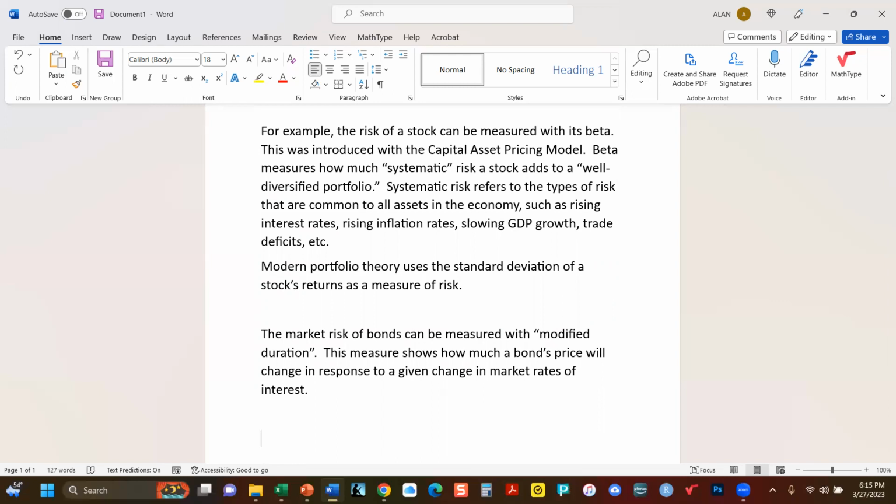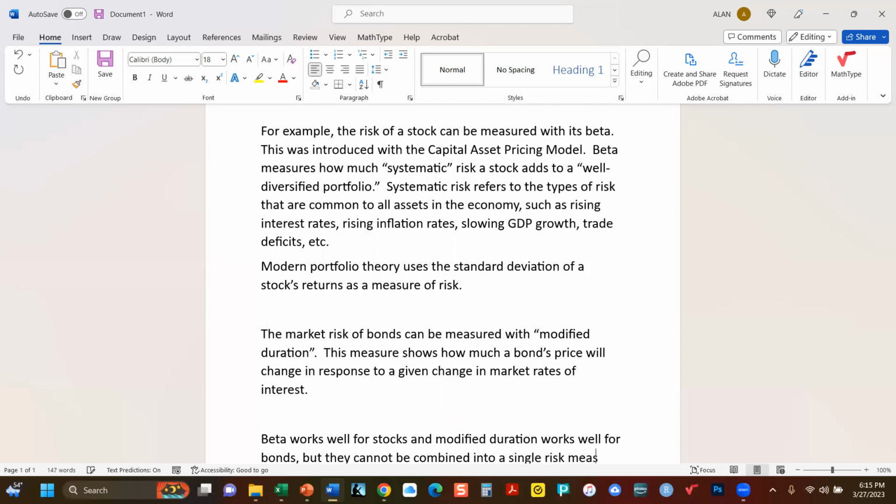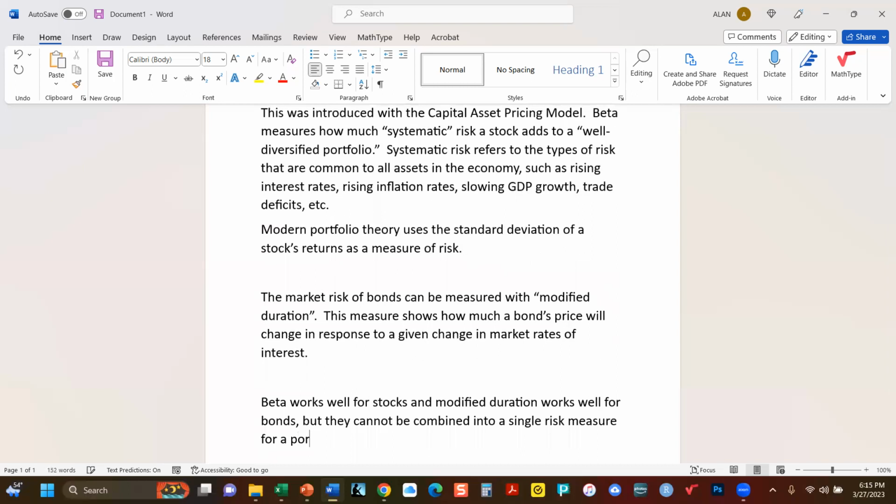Now, here's the problem with these measures. Beta works well for stocks, and modified duration works well for bonds, but they cannot be combined into a single risk measure for a portfolio that consists of both stocks and bonds.